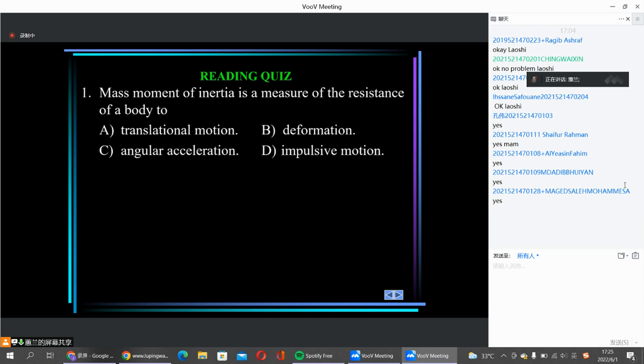Mass moment of inertia is a measure of the resistance of a body to translation, deformation, angular acceleration, or impulsive motion. Which one? Mass is a resistance to translational motion. Mass moment of inertia is a measure of the resistance to angular rotation. So the answer is C, okay?